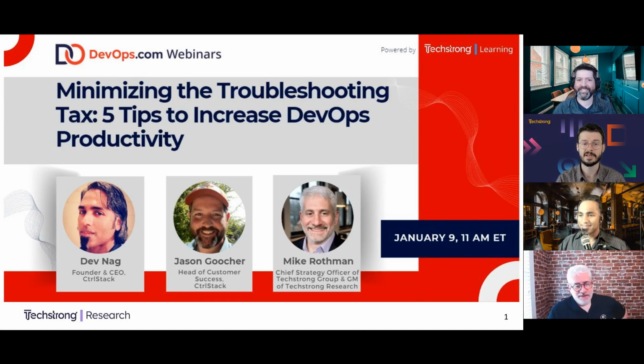So our topic is minimizing the troubleshooting tax, 5 tips to increase DevOps productivity. And I'm joined by Dev Nag, founder and CEO at CtrlStack, Jason Goocher, head of customer success at CtrlStack, and we have our very own Mike Rothman, chief strategy officer of Techstrong Group and GM of Techstrong Research. Jason, Dev, Mike, thank you, all three of you, for being here with me today. Mike, do you want to go ahead and get this conversation started?